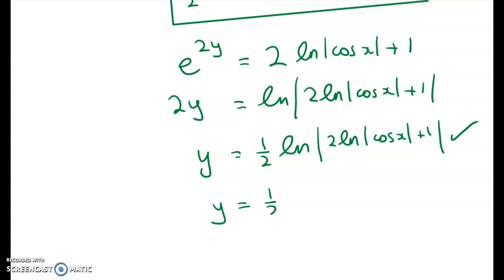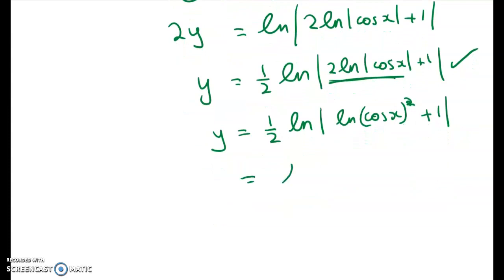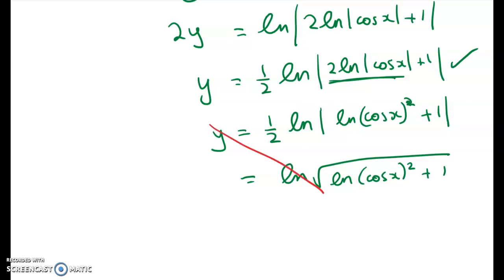So let's just do that though, just for some fun. So y is equal to a half times the natural log of this thing here, the natural log of cos x. And now I can lose my brackets because I'm squaring it, plus 1. Okay, there really wasn't much point to doing that, but I'll just do one more bit because I can. So this is equal to the natural log of the square root of all that. There we go. That was completely unnecessary.